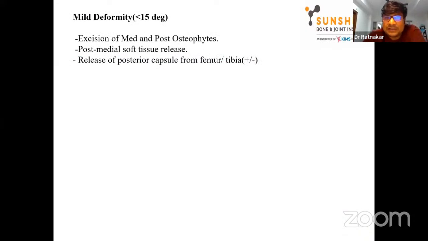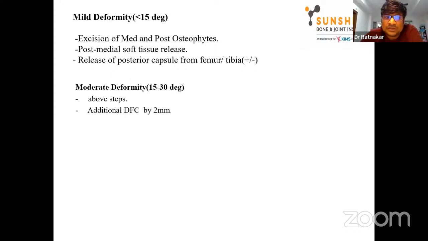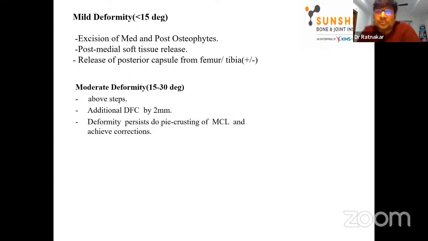So this is the algorithm for correction of various deformities. In case of mild deformities, you just need to remove your medial and posterior osteophytes and release your posteromedial soft tissues. This should be able to attain your correction in mild deformities. If you are not able to correct your deformity with this, then go for posterior capsular release, either from the femur or the tibial side. In case of moderate deformities of 15 to 30 degrees, you follow the above steps. You have to revise your distal femur by 2 millimeters. Often you may require to pie-crust your MCL and achieve the correction.